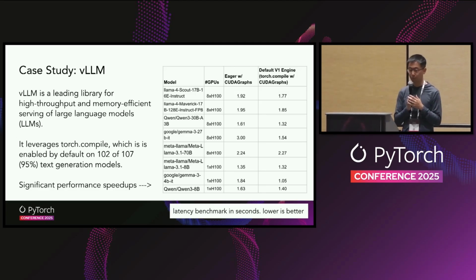We see some significant performance speedups with Torch.compile on vLLM. This is from an older benchmark with some older models, but on this set of models from Llama, Gemma 3, and Qwen, we've seen things like 1.05x speedups, 1.9x speedups using Torch.compile versus not using it.